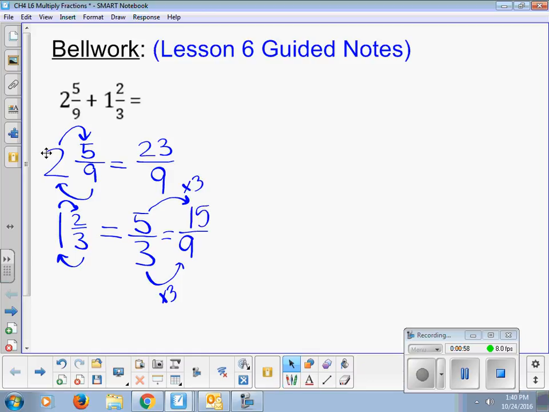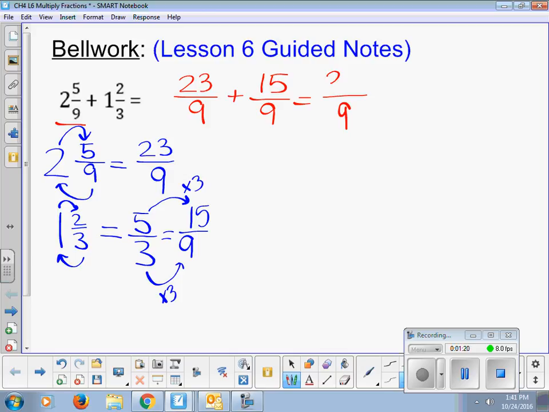I am then going to rewrite my problem. Instead of 2 and 5 ninths, I'm writing 23 ninths. And instead of 1 and 2/3, I'm writing 15 ninths. When we're adding, our denominator stays 9, or stays the same. What's 23 plus 15? 38. Now we have an improper fraction.